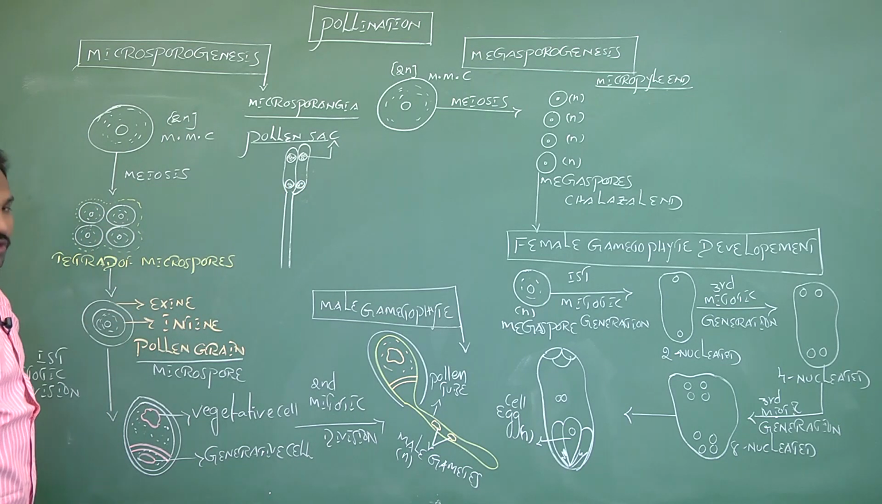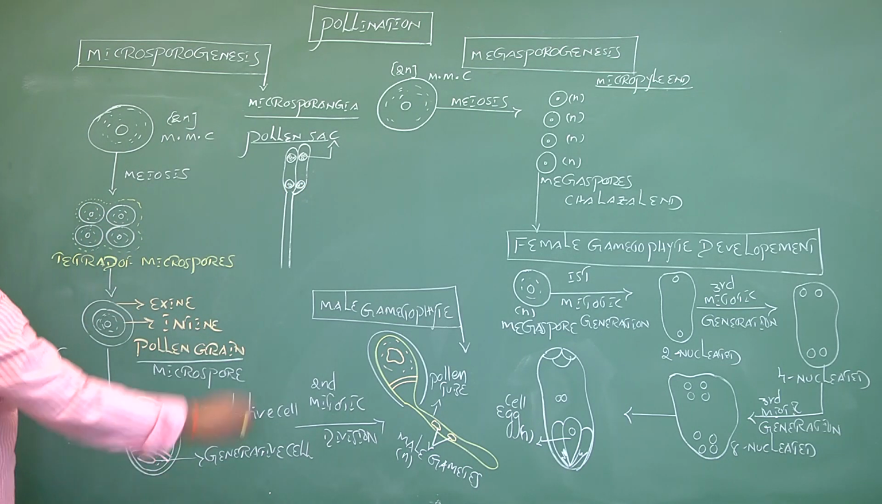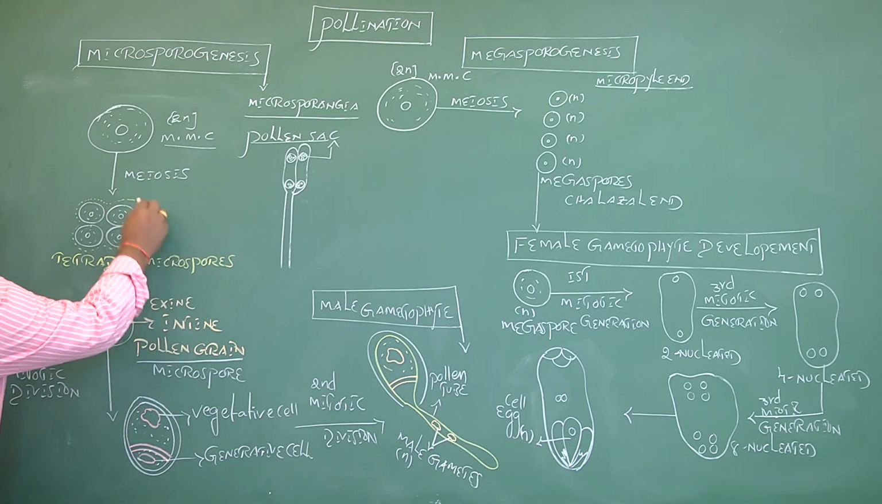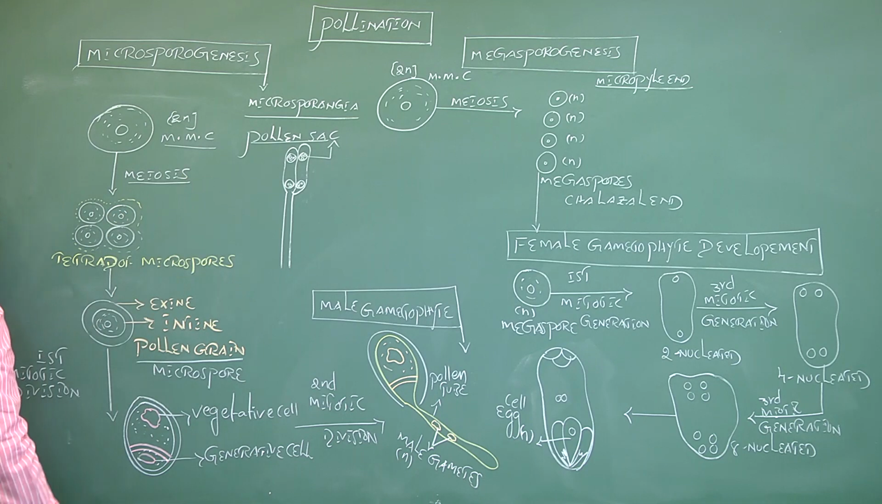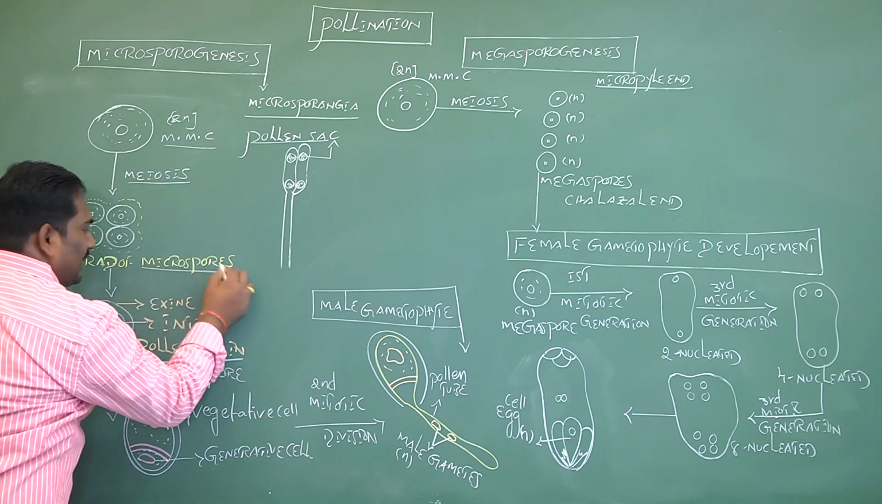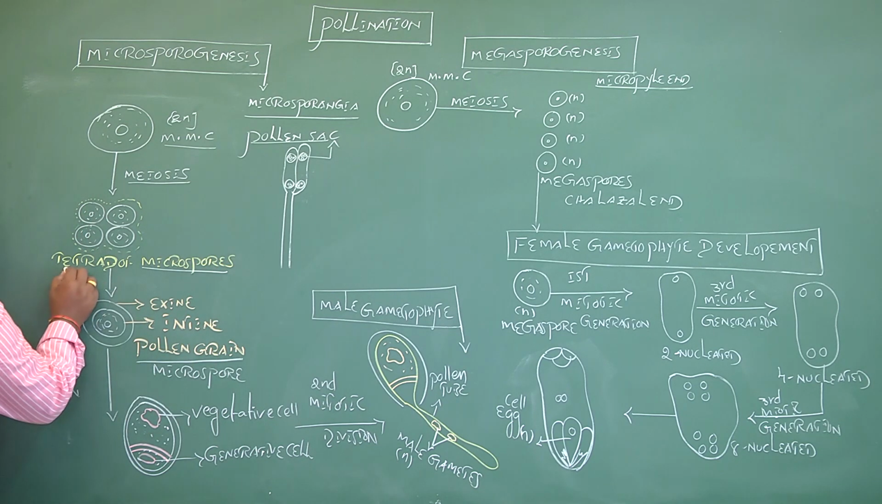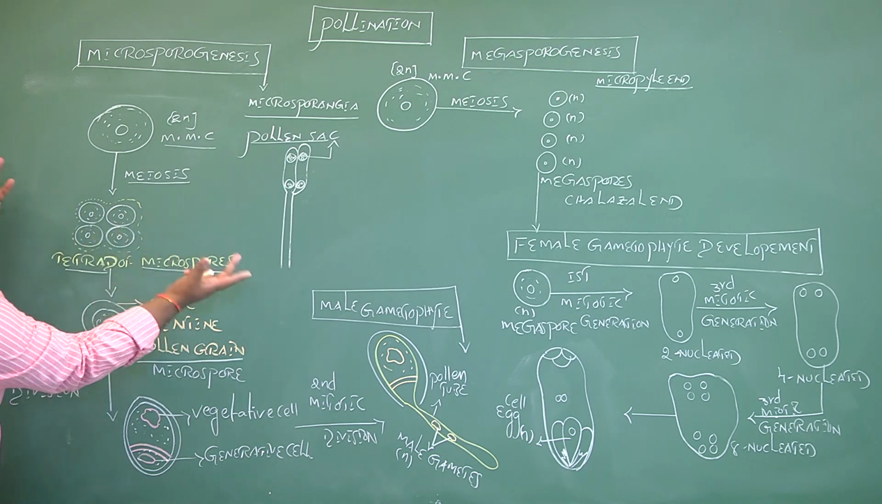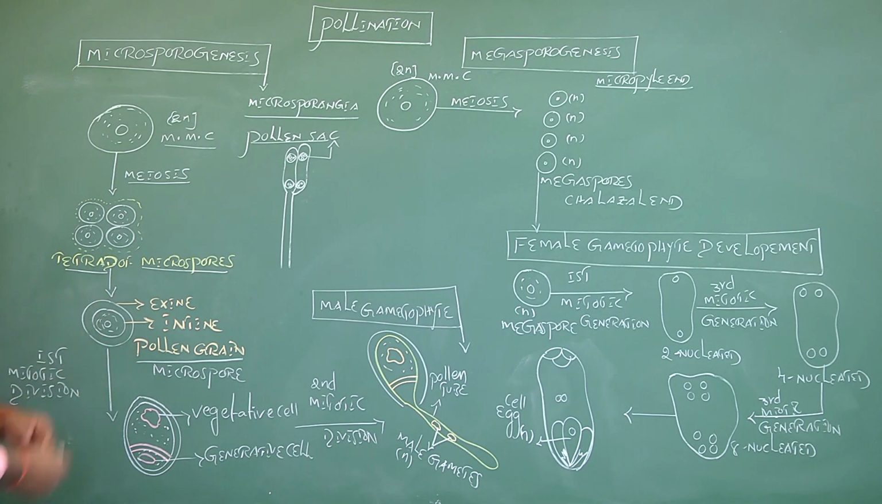So what is microsporogenesis? When a diploid microspore mother cell undergoes meiotic cell division, it forms four haploid microspores, also called pollen grains. This is called a tetrad of pollen grains or tetrad of microspores. At the mature condition of the anthers, the microspores or pollen grains separate from each other. This is the structure of one microspore or pollen grain.